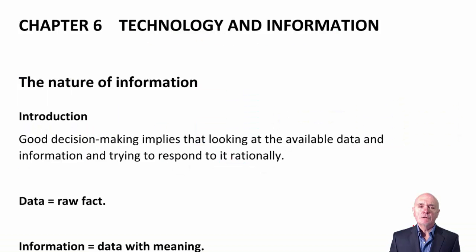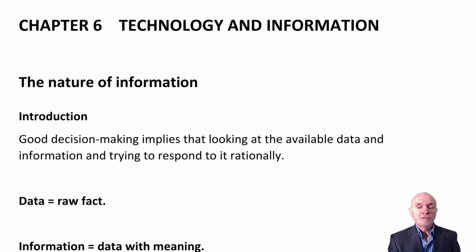Chapter 6 looks at aspects of technology and information. To make good decisions, to control, it is essential that the people involved have access to relevant data and information. But already we've used two terms there. We've used data and we've used information, and we just have to distinguish between them.